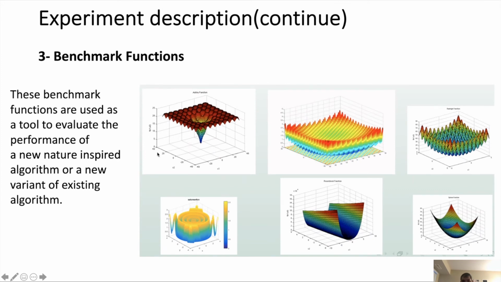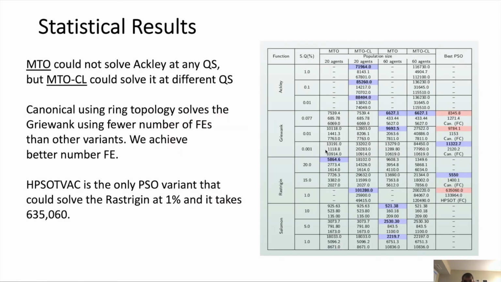And this is the benchmark function set that we are comparing on. We are conducting our experiment on it, and some of them have a very large number of local minimum solutions, to test whether the algorithm can reach the global solution and escape from the local minimum solutions. So these are the results that we received.